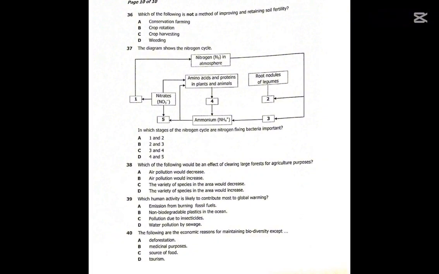Air pollution would increase. C. The variety of species in the area would decrease. D. The variety of species in the area would increase. 39. Which human activity is likely to contribute most to global warming?